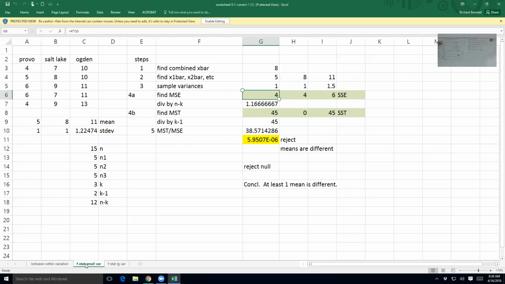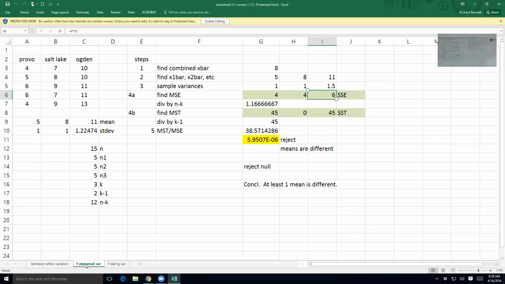is the SSE, which is going to be N1 minus 1. My N1 in this case, the N for Provo, is 5. 5 minus 1 is 4. I'm going to take 4 and multiply that by S1 squared. So 4, sample size of 4 times 1 is 4. 4 times 1 is 4. 4 times 1.5 is 6. So that's the SSE. Does that make sense?